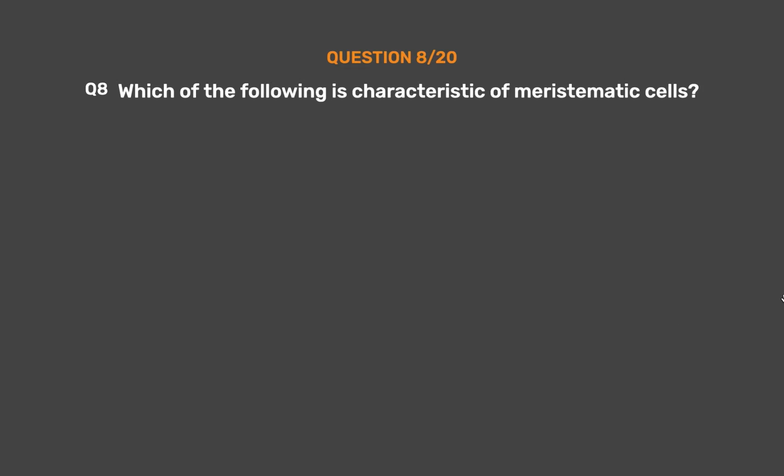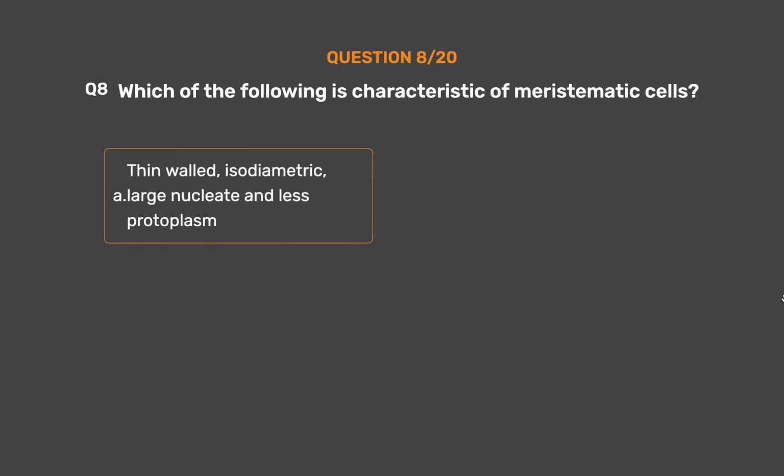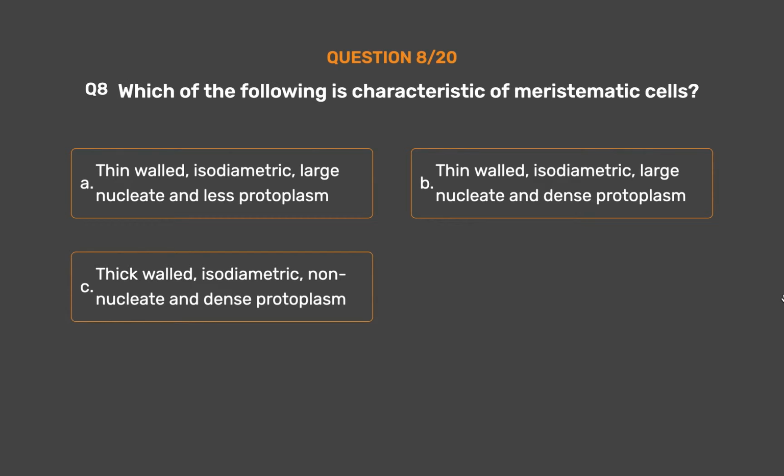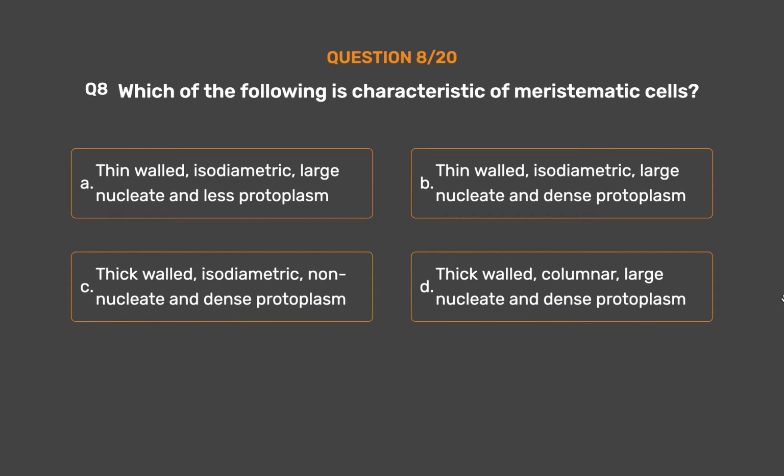Question number 8. Which of the following is characteristic of meristematic cells? Option A. Thin-walled, isodiametric, large nucleate and less protoplasm. Option B. Thin-walled, isodiametric, large nucleate and dense protoplasm. Option C. Thick-walled, isodiametric, non-nucleate and dense protoplasm. Option D. Thick-walled, columnar, large nucleate and dense protoplasm.